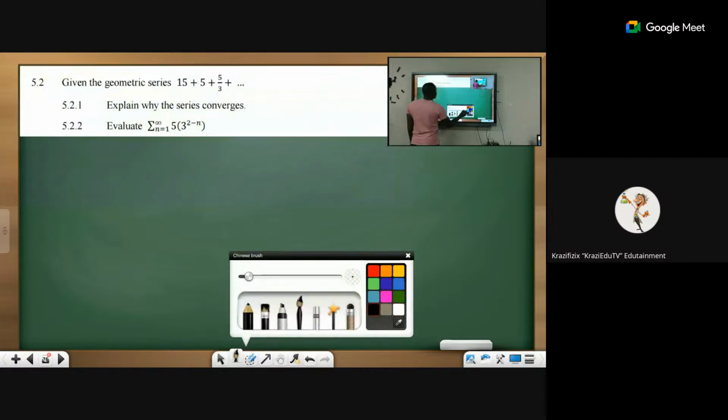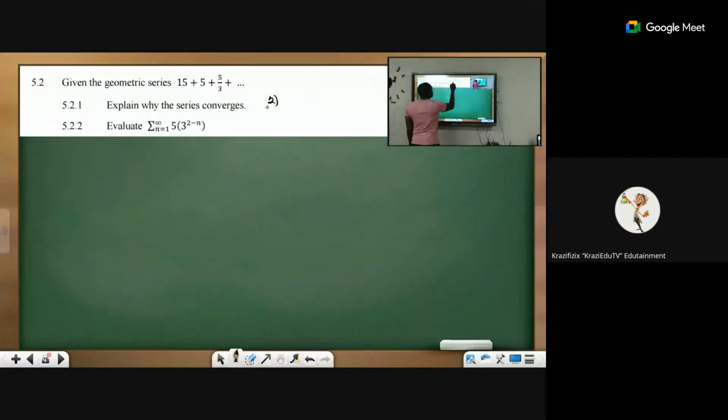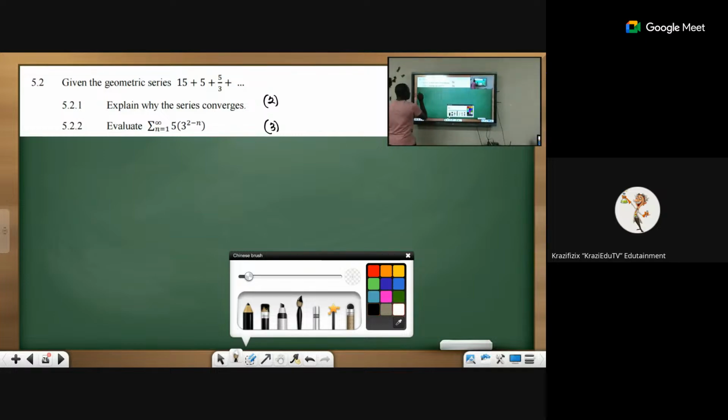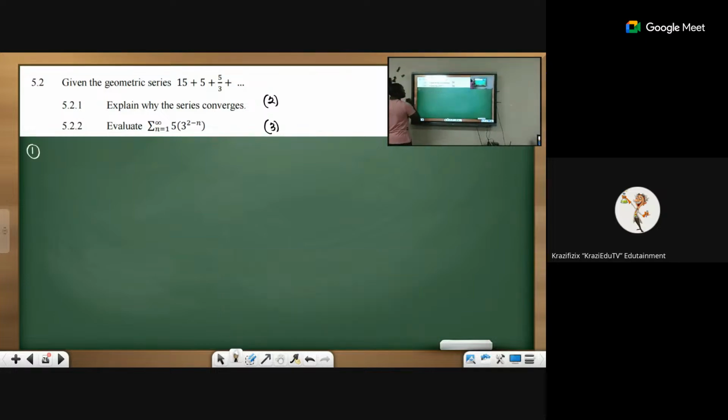First one is 2 marks. Okay, let's see. Given the geometric series, explain why the series would converge. Why will the series converge? Remember, convergence, what is the rule? R must be between -1 and 1.